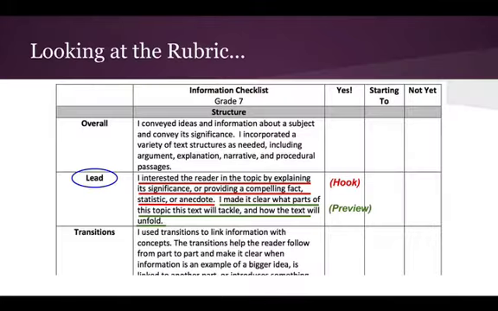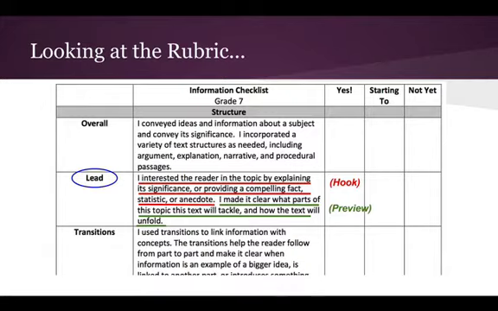So if you look at the informational checklist, the rubric we gave you for informational writing, you'll notice that one of the criteria is to write a lead. And if you look at the description of how to write a lead, it actually breaks it down into two different categories. If you look on your screen, you'll see that I've underlined the first part in red. It says, I interested the reader in the topic by explaining its significance or providing a compelling fact, statistic, or anecdote.